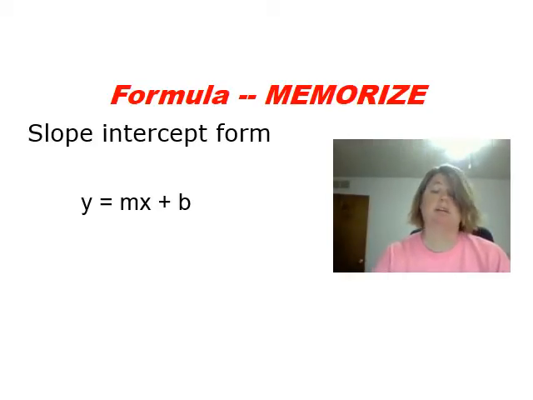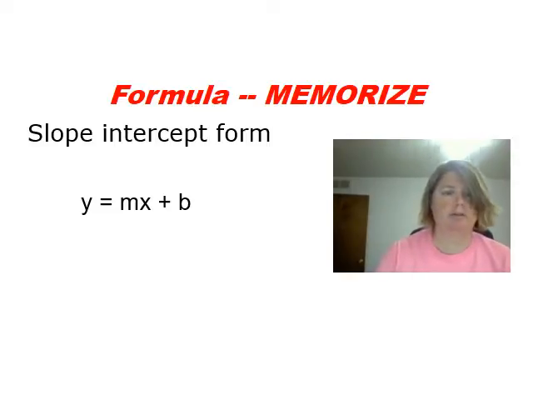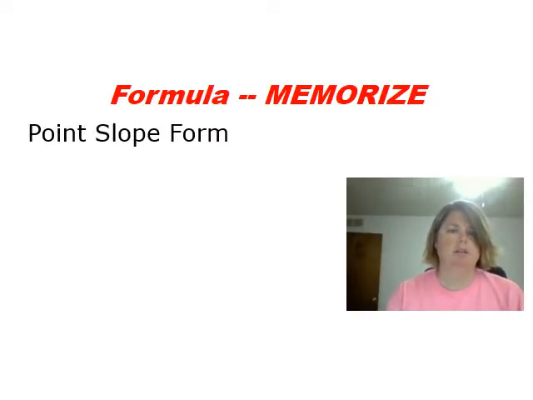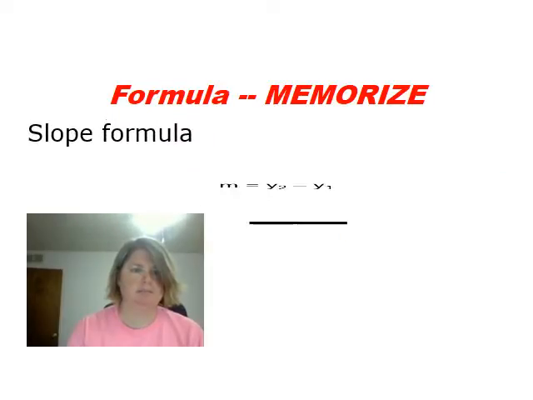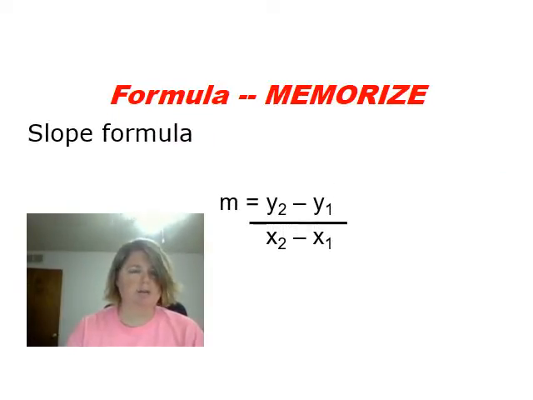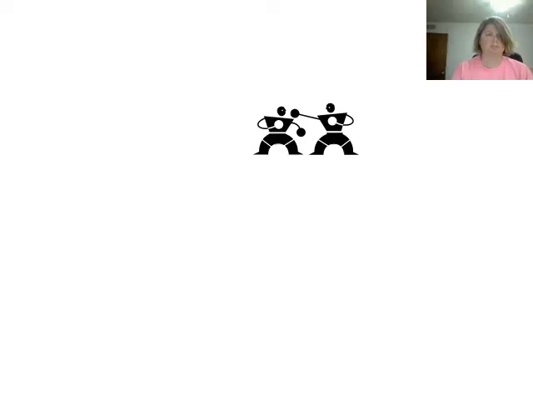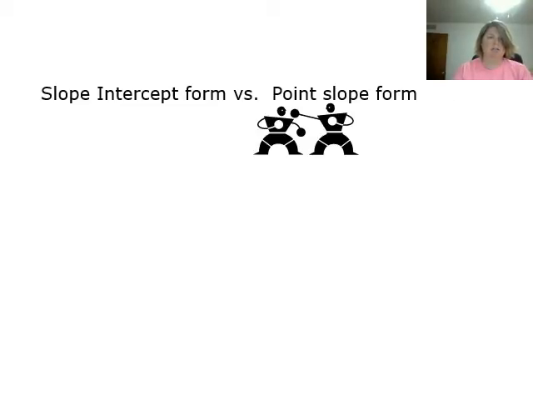whether you use an app on your phone to help you memorize it, or you make note cards, whatever, this needs to be memorized. Another formula that needs to be memorized is point slope form, which is y minus y sub 1 equals m times x minus x sub 1. So let's start memorizing that now so that we can be superstars when the time is needed. And then the slope formula, again, if you have not memorized this yet, please make sure that you do so as soon as possible.